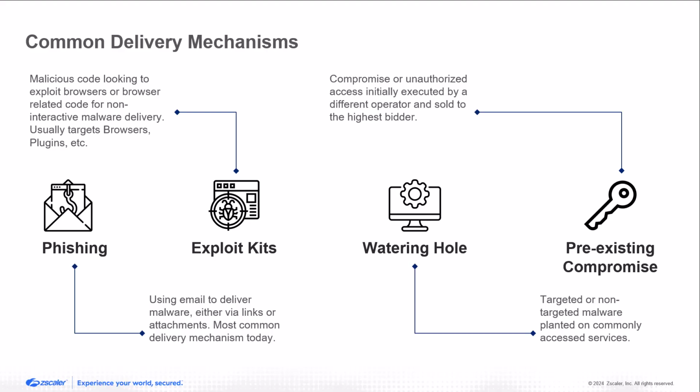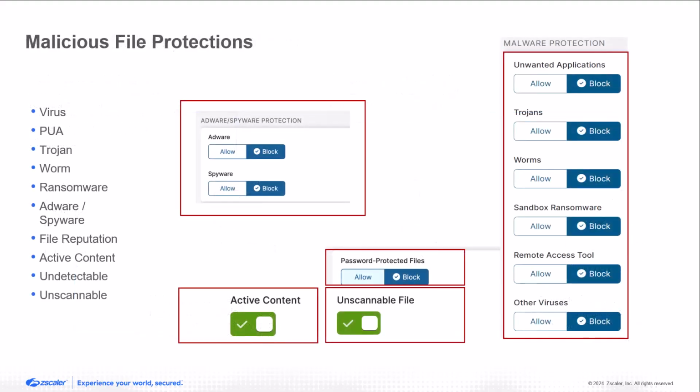So now that we have understood the different malicious types of files that are there, and we've also understood the common delivery mechanisms, let's take a look at what protections we provide against these attacks. The malicious file protections that we provide are delivered through the malware protection configuration. As you can see here, you can block spyware or adware, or you can block viruses, unwanted applications, trojans, worms, or password protected files. You can even block any active content or unscannable files.